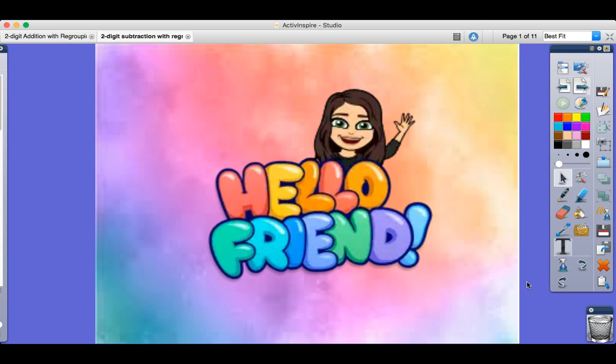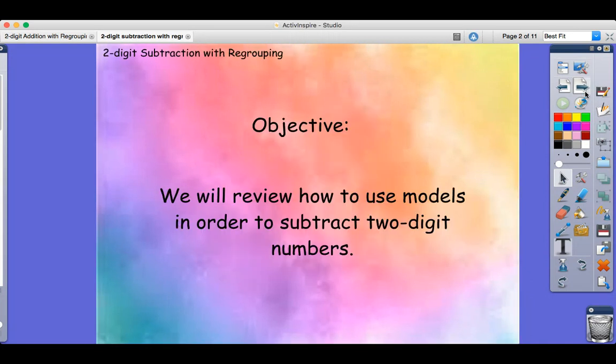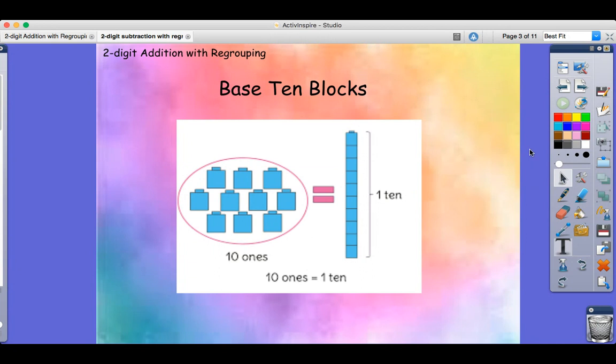It's Miss Hirschfeld here again, and today we are going to review how to use models in order to subtract two-digit numbers. And we are going to be practicing regrouping as well. So let's get started. So real quick, I wanted to review this with you.